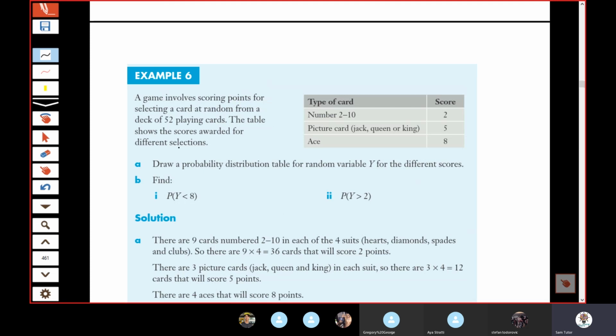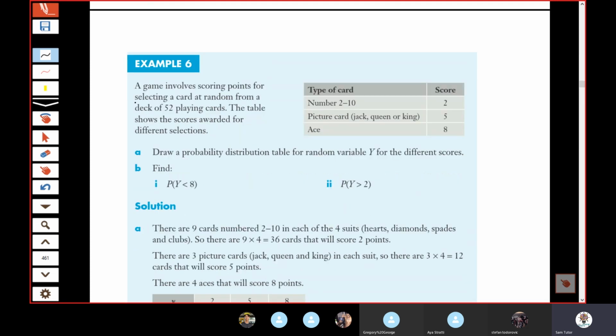Let's have a look at these. A game involves scoring points for selecting a card at random from a deck of 52 playing cards. The table shows the scores awarded for different selections. If you selected a number from 2 to 10, you'll get 2 points. If it was a picture card, which is a jack, queen, or king, you get 5 points. If it's an ace, you get 8 points.